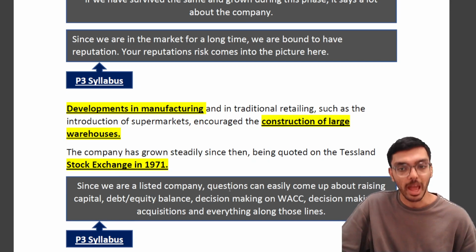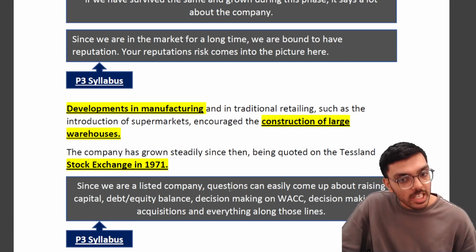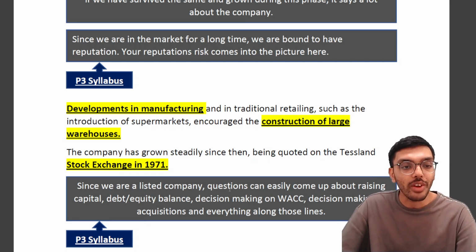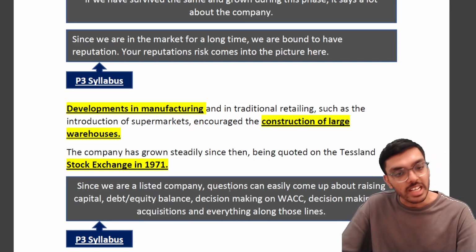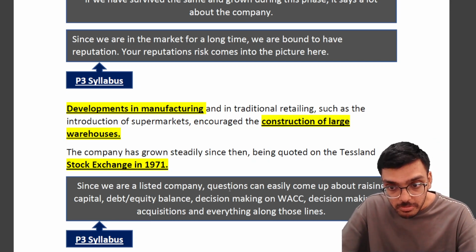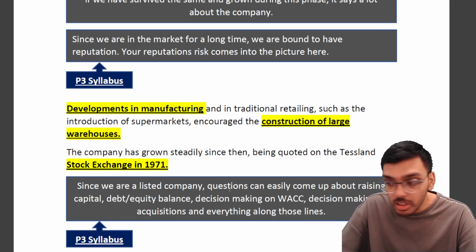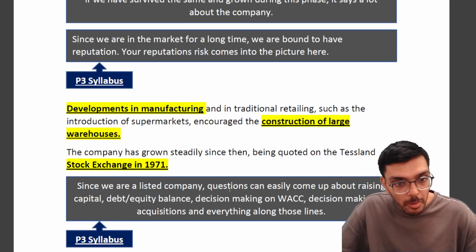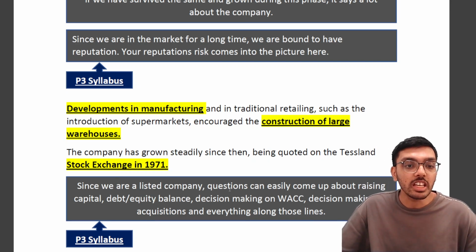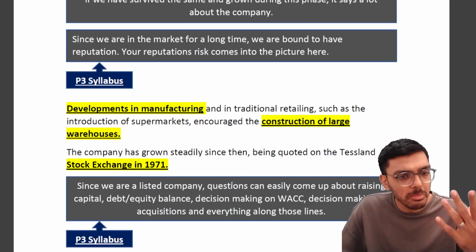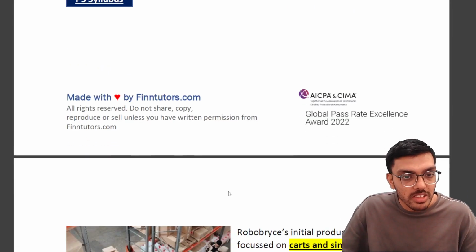So good, rapid growth. Since we are a listed company, questions can easily come out about raising capital, debt-equity balance, decision on WACC, decision on acquisition. Along these lines, these are common questions that are asked, especially when it's a listed company. And this is in your F3 syllabus. Overlaps with P3, but majorly F3 syllabus.